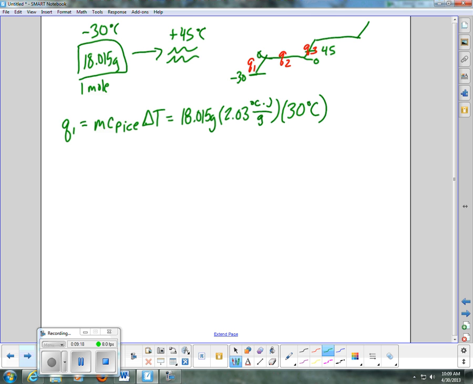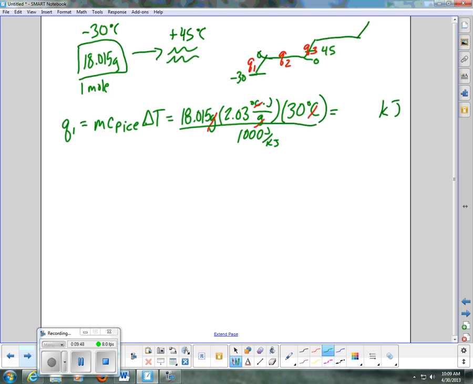Things that cancel: grams, degrees Celsius. Multiply it through. What do we get? Oh, what's the other thing we need to do for this because it's in joules? Divide it by 1,000 to get it in kilojoules. So we end up over here with kilojoules. Once you get your answer, divide it by 1,000 so we can get it into kilojoules.